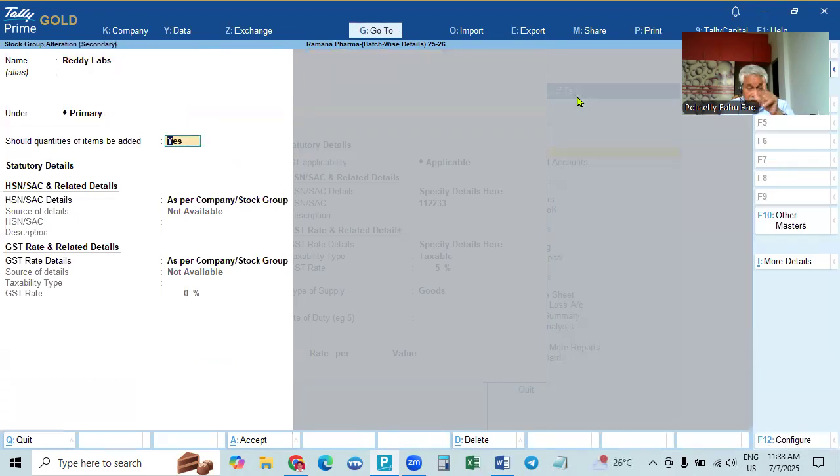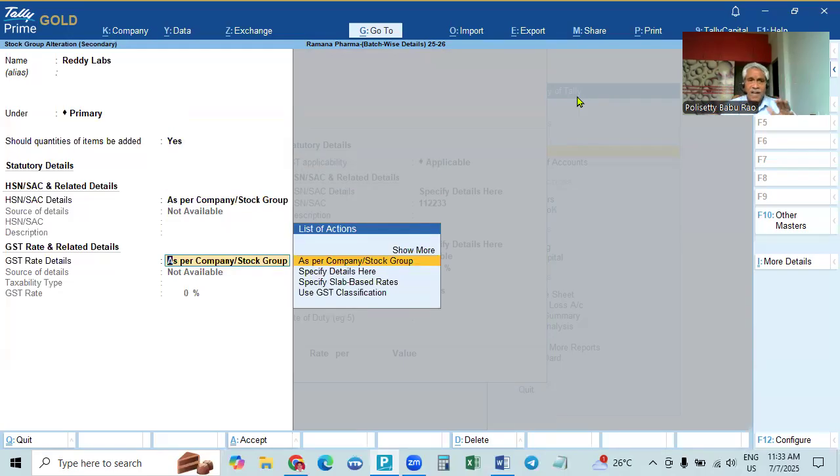In the case of group, the entries of items, purchasing adding, sales reducing, are done in the stock summary. We are not giving details because we have taken different types of goods, which will have different HSN codes. Suppose under this Reddy Labs all the medicines have the same code and same rate, then we can give it here. You need not give; this will go automatically to the stock item. Here we need not give anything.